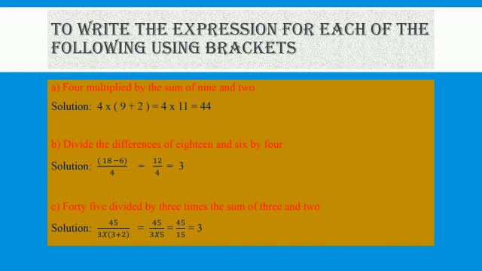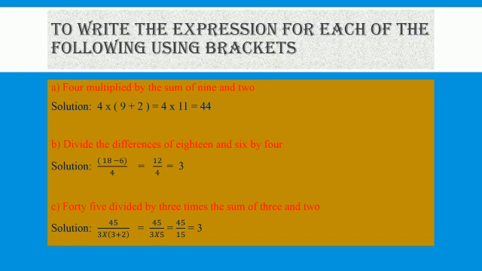45 divided by 3 times the sum of 3 and 2. Sum of 3 and 2 is 3 plus 2, where 3 times is 3 into. So the expression will be 45 divided by 3 into (3 plus 2).